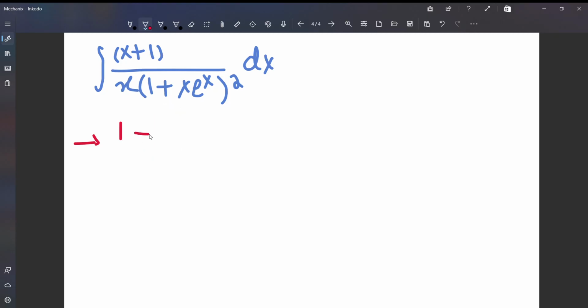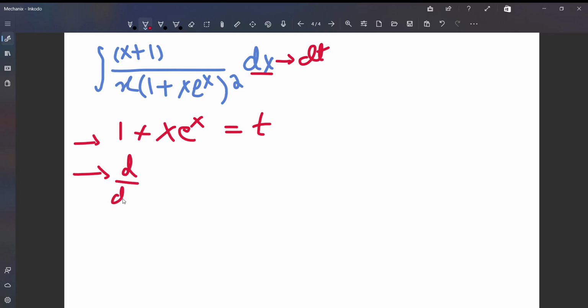So 1 plus x e power x, we considered t. Okay, so as I want to develop dx into dt, we're going to differentiate both sides. So d by dx of 1 plus x e power x equal to dt.